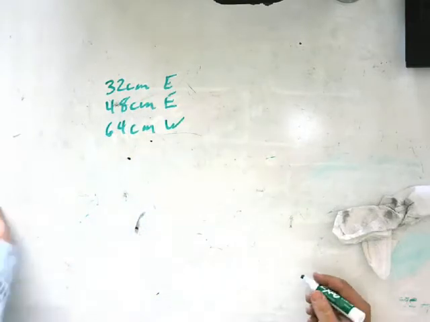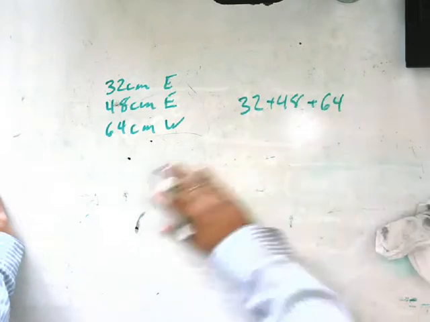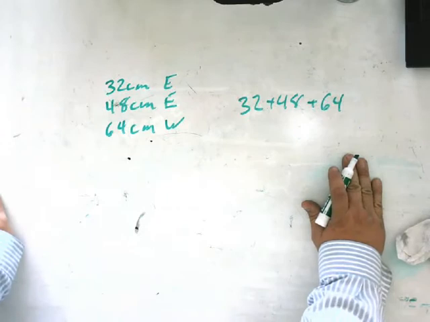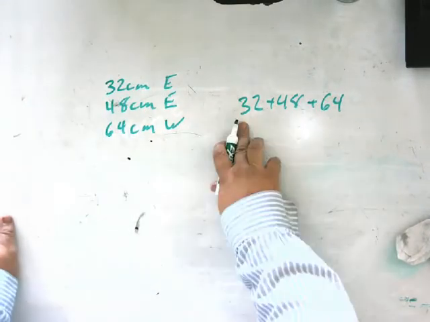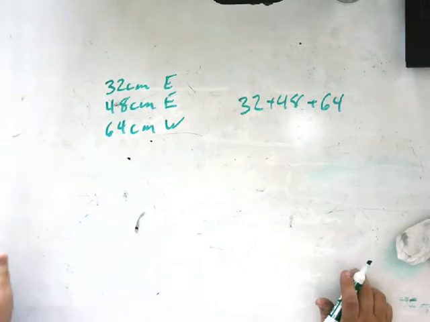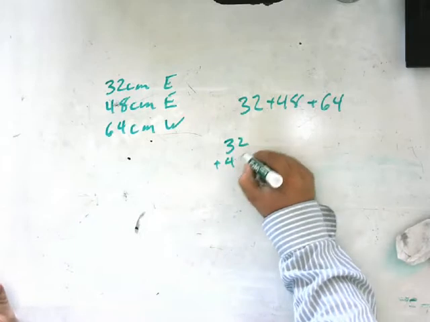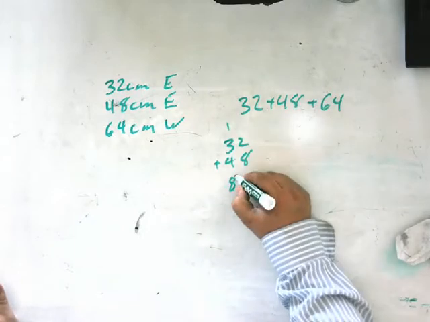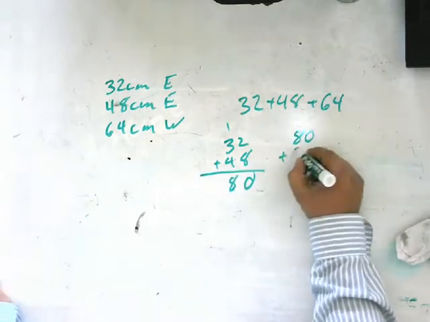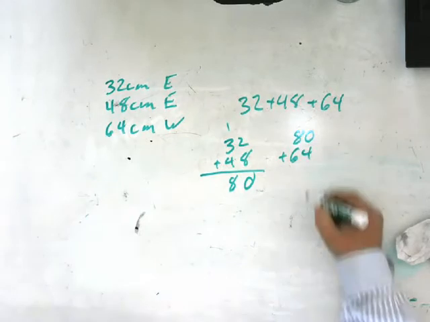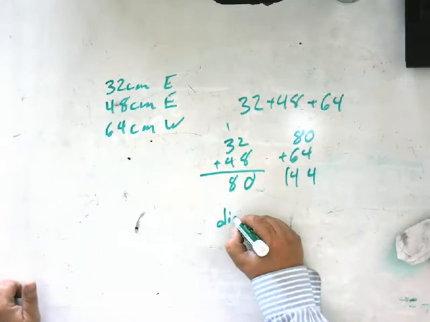So, 32 plus 48, that gives me 80, and then 80 plus 64. That's 4, 14. So my total distance is 144 centimeters.